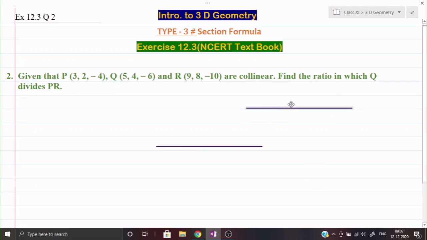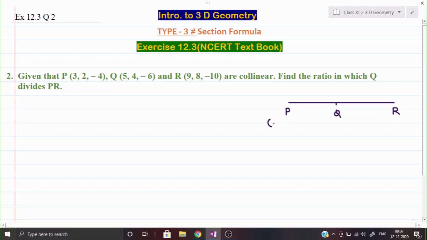So suppose this is our given line where 3 points are collinear. So here first we shall suppose this point is P, this point is Q because Q comes in between them, and this point is R. Point P coordinate is given here as 3, 2, -4. Q coordinate is given here as 5, 4, -6, and R coordinate is given here as 9, 8, -10.